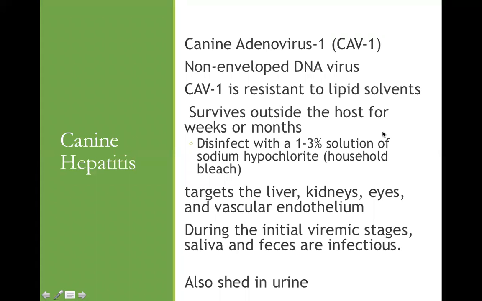Moving on to the hepatitis, which is an adenovirus. It is resistant to lipid solvents, and it can survive. But the key here is what organ does it affect? Liver, obviously, HEPA being liver, so hepatitis, but also kidneys, eyes, vascular endothelium, and it can be spread through saliva and feces. So that would be anything that the saliva or the feces can get onto could potentially spread.